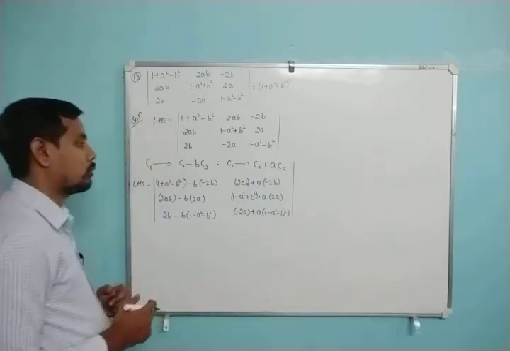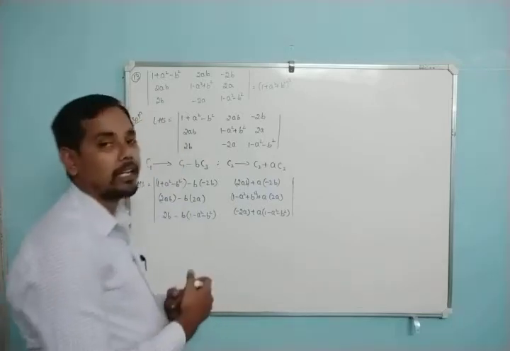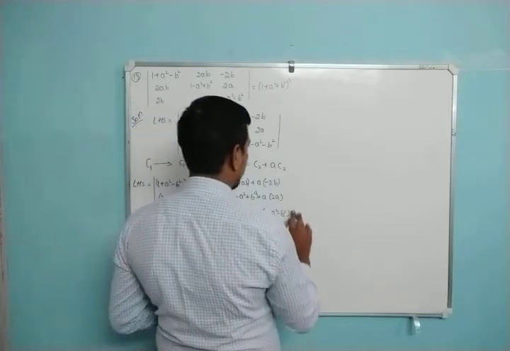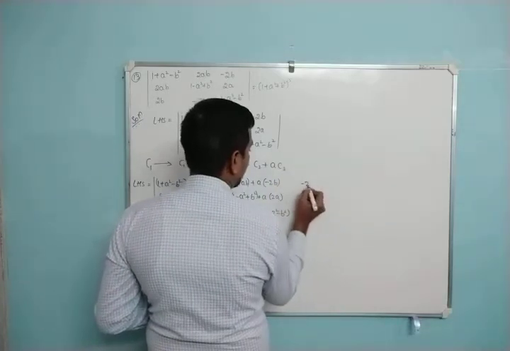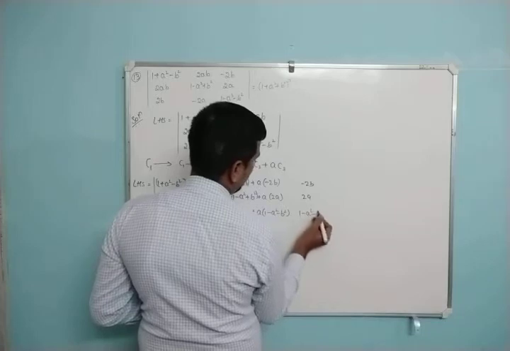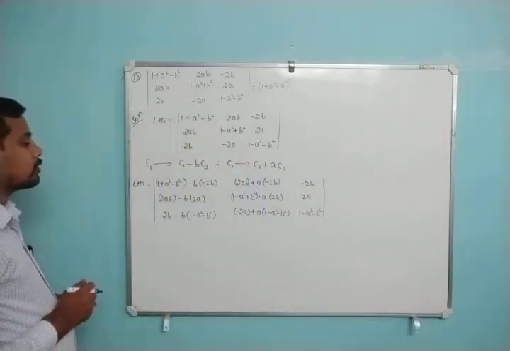Right? So this is our determinant after applying the transformation. Sorry, one more column we have left out. That is −2b, 2a, 1 − a² − b² as it is. You write it. Okay, so now what happens here?